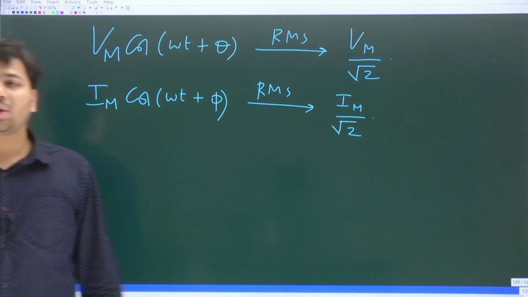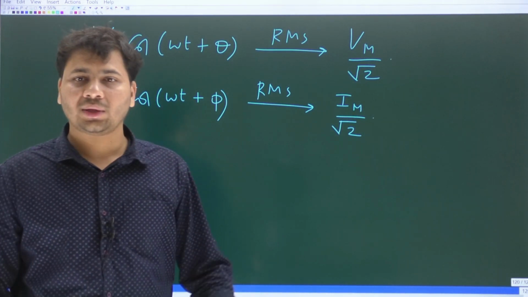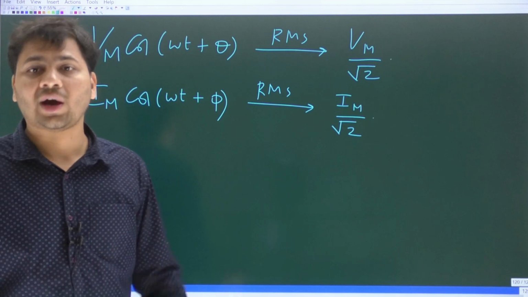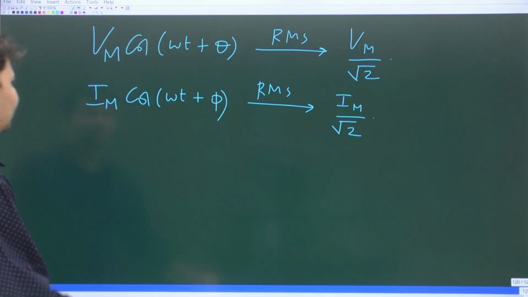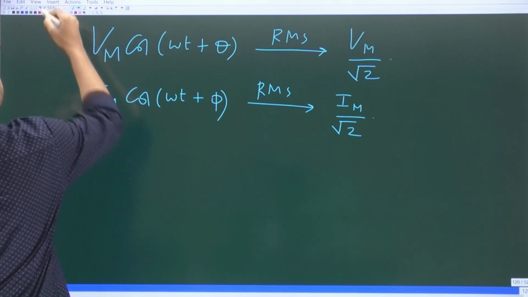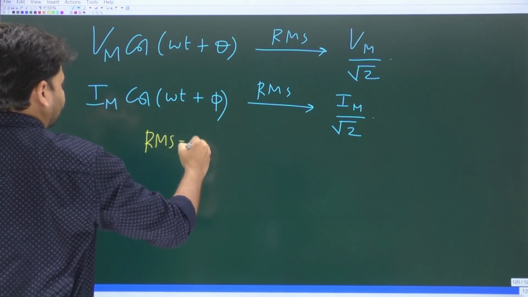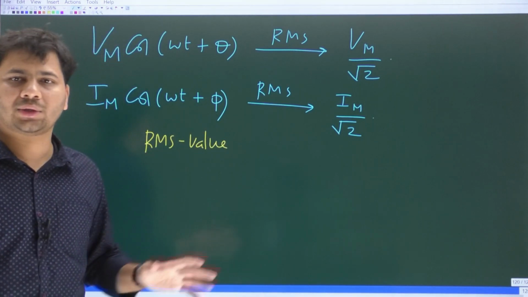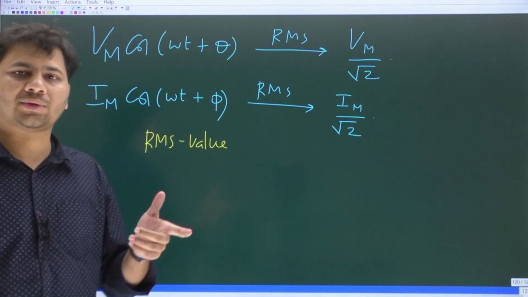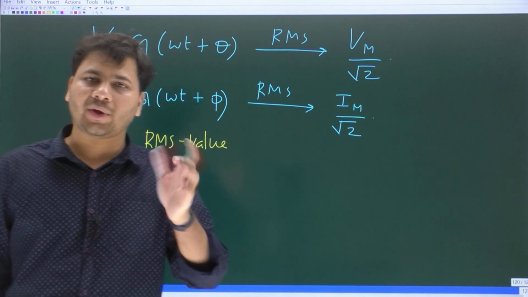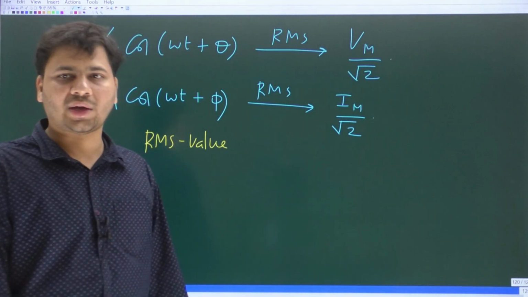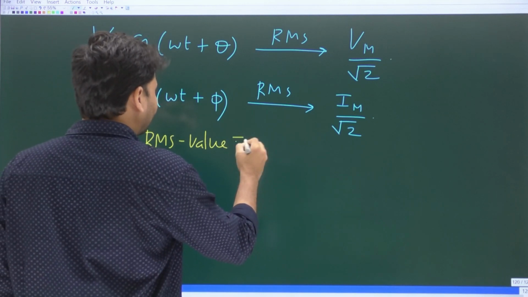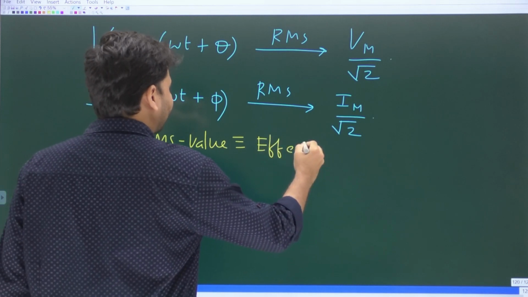Now in the context of power calculations in AC circuits, this RMS value is also called the effective value. So going forward, when I say effective value of voltage, you should not be confused. The effective value of any voltage is the RMS value of that voltage. The effective value of any current is the RMS value of that sinusoidal current. So RMS value is the same as effective value.